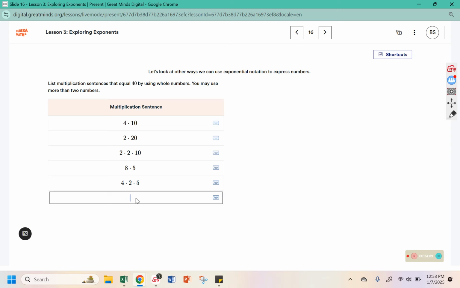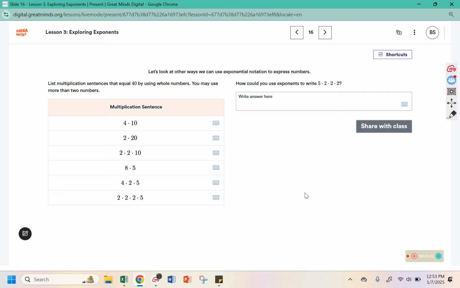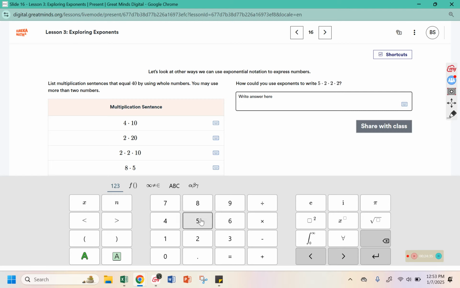We could also do 2 times 2 is 4. 4 times 2 is 8. And 8 times 5 is 40. Then it says, how could you use exponents to write 5 times 2 times 2 times 2? Well, 5 is only written once, so we would write 5 to the first power, times, then we have 2 is written out 3 times, so 2 to the third power.